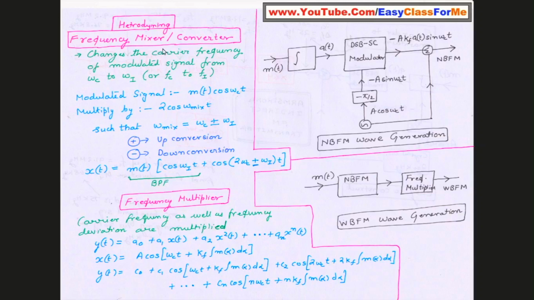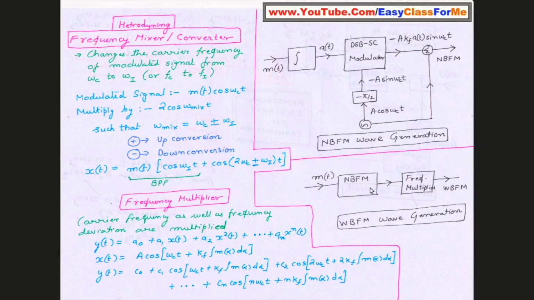So these two concepts we will be first covering, and then we will look at the NBFM generator, that is narrowband frequency modulation, how it is generated by using a DSB SC, that is double sideband suppressed carrier modulator. And this is an amplitude modulation scheme's modulator. So we will see it in great detail, and then we will know that by using this frequency mixer and frequency multiplier, we will be able to generate WBFM from this NBFM.